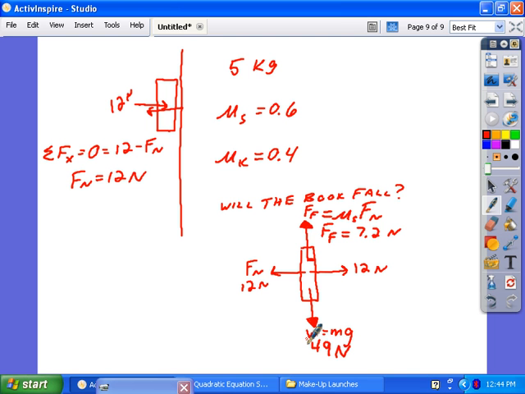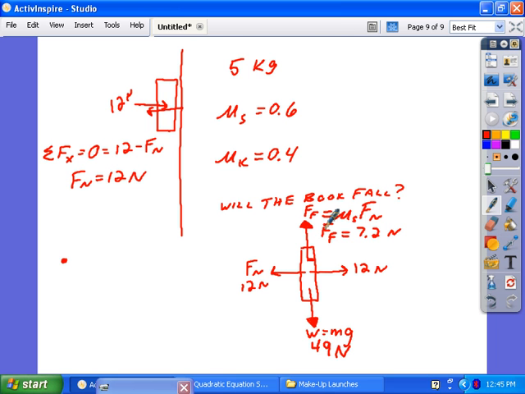Now, here's the big thing to remember about friction: if this force of friction happened to be larger, that does not mean that the object is just going to start accelerating up. Friction will not cause an acceleration or motion by itself. The only way that this friction will actually change the situation is if it was 49 newtons or larger.